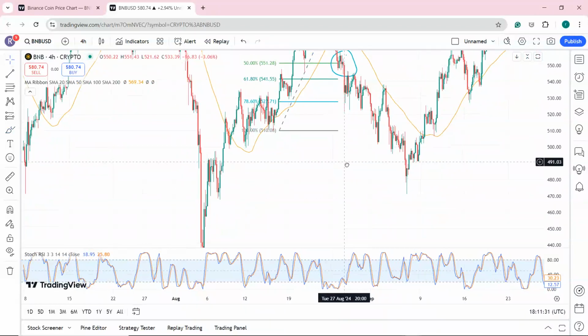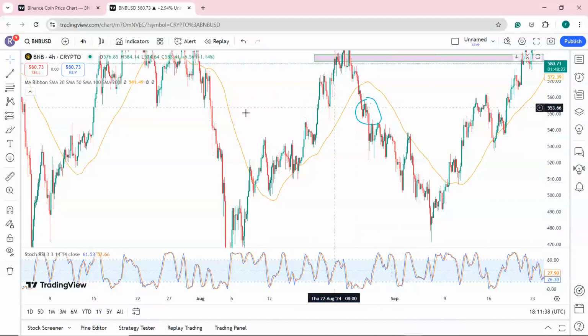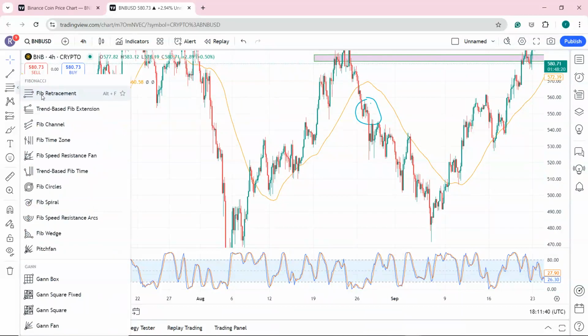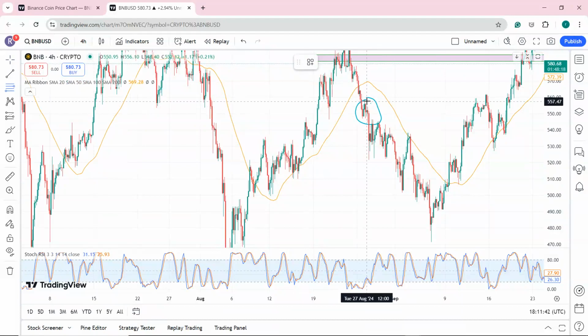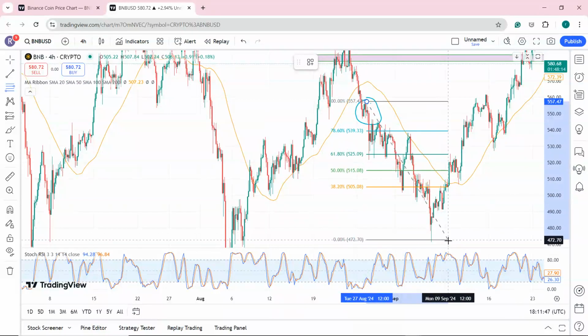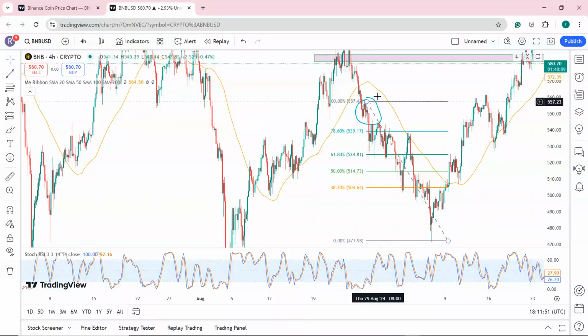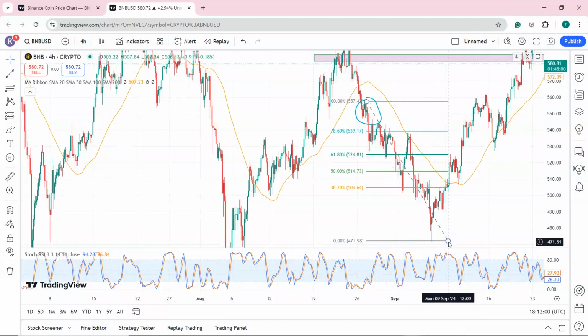Now let's take our fib retracement from our entry level to where we stopped our trading. All right, so I'm going to take it from this place. This is our entry, to this level. So take a look at this now, from this level to this level. So you're having a 100% profit.